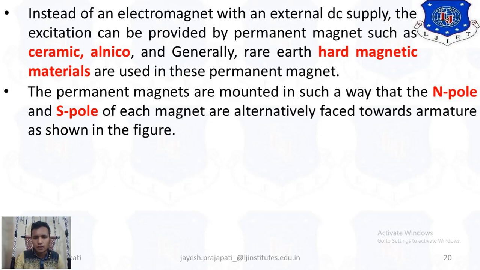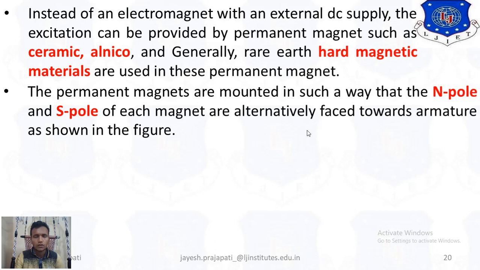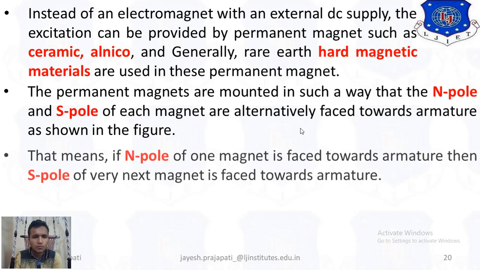You can see in the figure that N and S poles are alternately connected in opposite positions. So that is the construction of the permanent magnet DC motor.